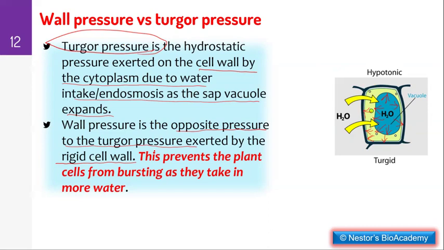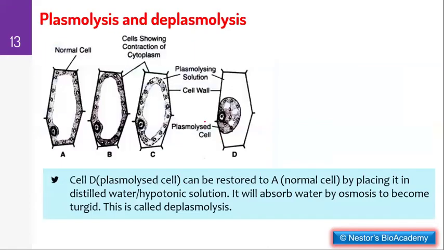Now, remember we said when a plant cell is placed in a hypertonic environment, the plant cell was going to lose water by osmosis, and then the cell membrane detaches itself from the cell wall, making the plant cells plasmolyzed.